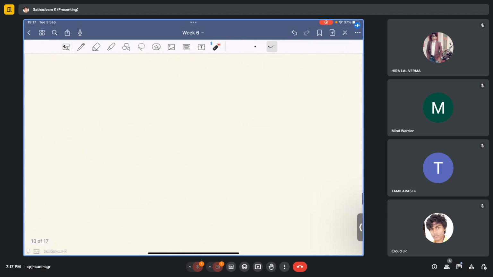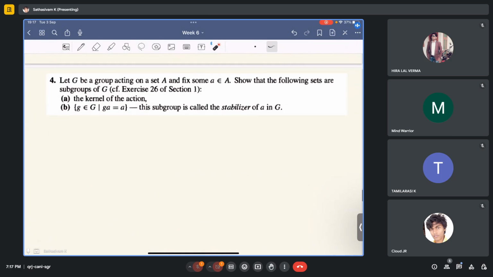So let's go on to prove that the kernel and the stabilizer are actually subgroups. This is the next exercise. Again, what is the kernel? The kernel is the set of all g in G such that g·a equals a for all a in the set.